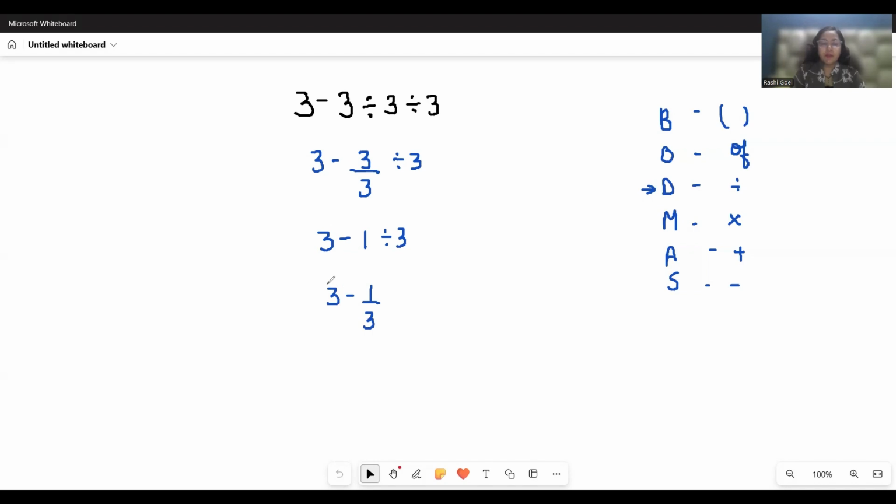Now, in between 3 and 1 by 3, there is a subtraction. So if there is an addition or subtraction, we have to take the LCM of the denominators. Here the denominators are 1 and 3, and the LCM is 3. So it becomes 3 times 3 minus 1, that is 9 minus 1 by 3, which is equal to 8 by 3. Or in terms of a mixed fraction, you can write 2 whole 2 by 3.